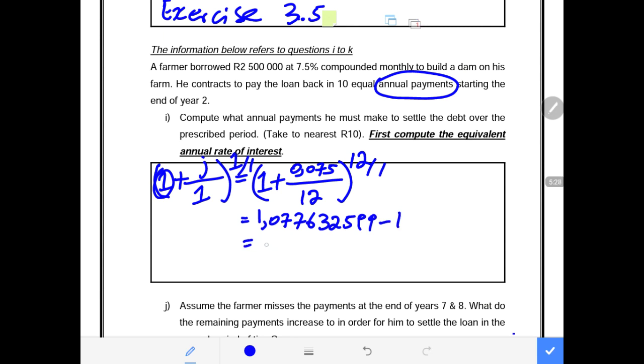Then the answer that you get will be 0.076325599. Then we multiply by 1, which gives the same answer, times 100. Then our j, which is the annual rate, will be equal to 7.7.